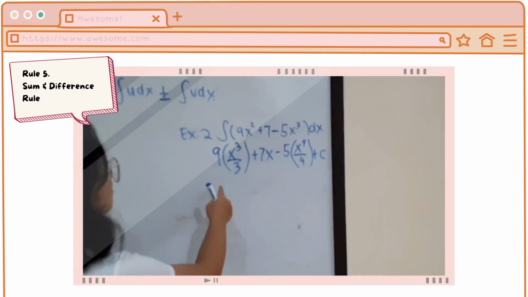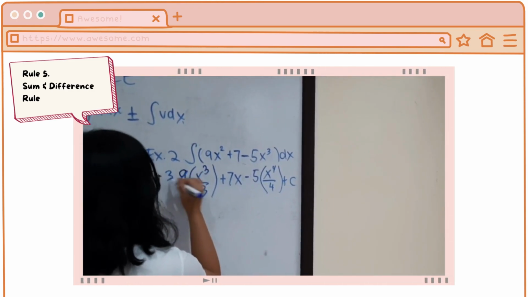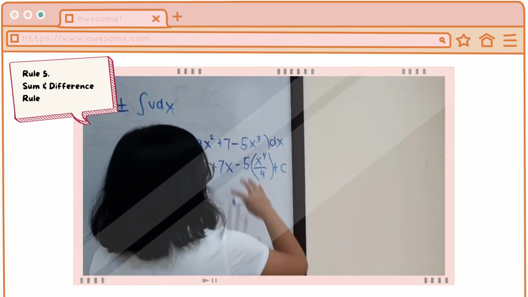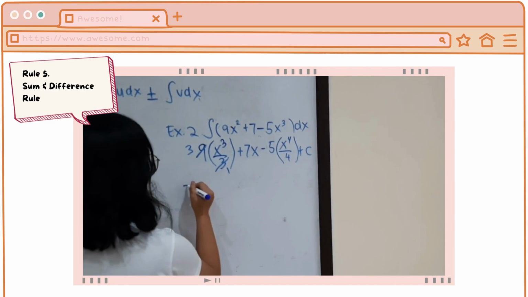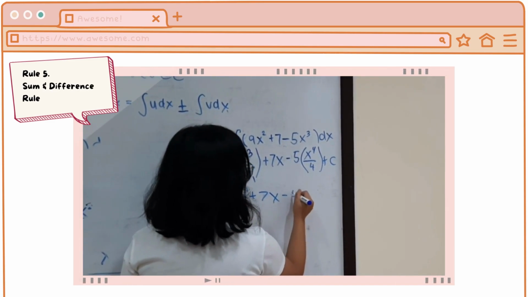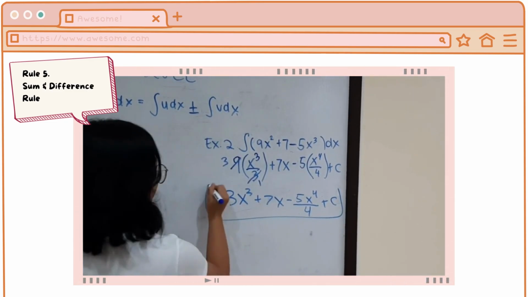Now we can see that we can simplify some numbers here because 9 can be divided by 3 three times. So this becomes 3, and this becomes canceled. On this one, we don't have to simplify, and we can just put them all together. The final answer will be 3x cubed plus 7x minus 5x to the power of 4 over 4, plus c. And this is your final answer.